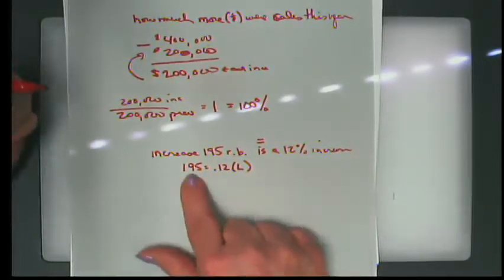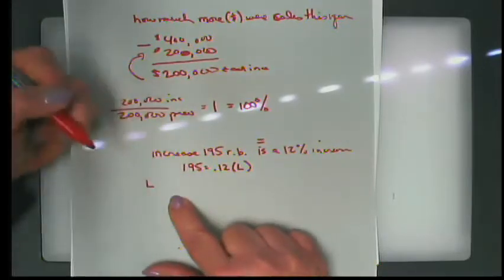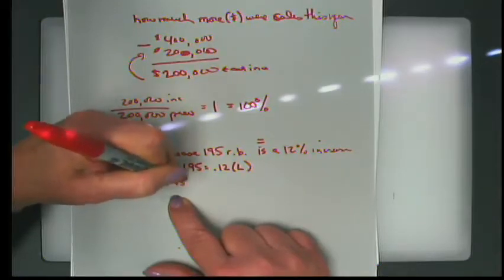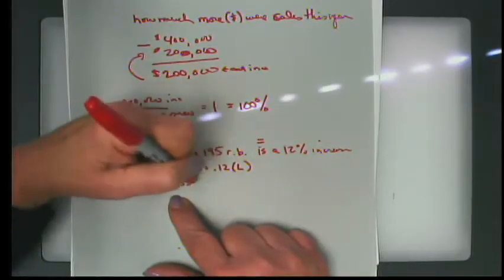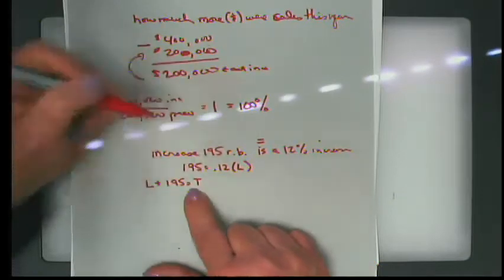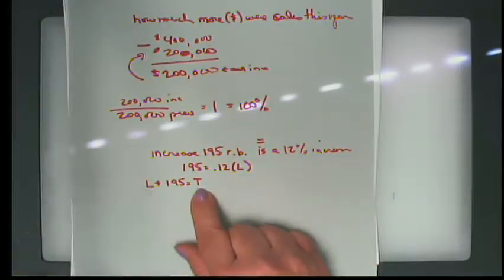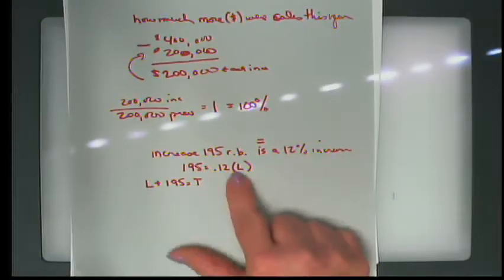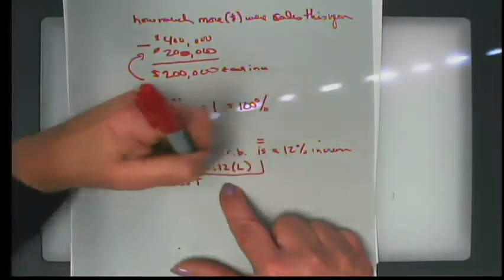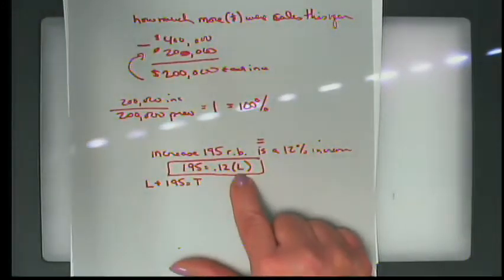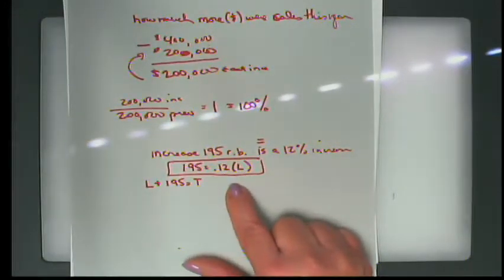Another way you can say it is last year's sales plus 195 equals this year's. This isn't going to do us any good because we don't know this year and we don't know last year. Okay? So this is what's going to help us the most, because we only have one thing that we need to find.